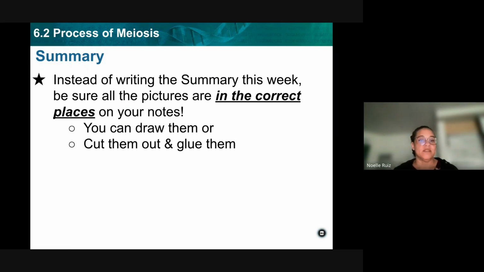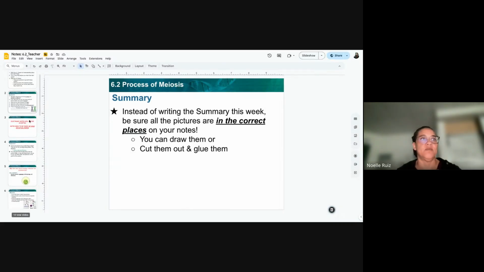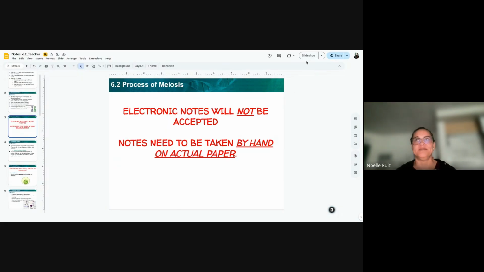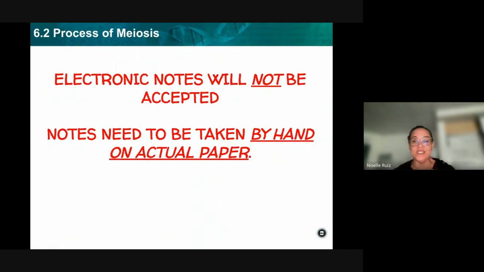And then I'm going to go back to the beginning really quickly and say one more time that electronic notes will not be accepted. Notes need to be taken. The words need to be taken on actual paper by hand with a pen or a pencil.